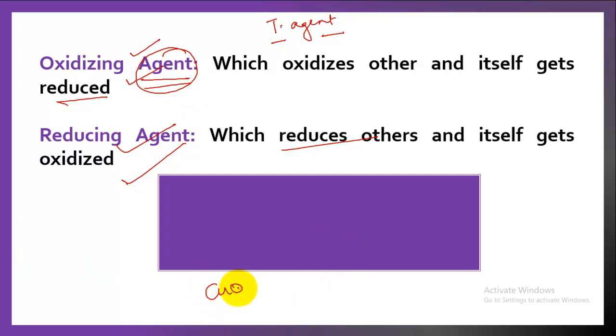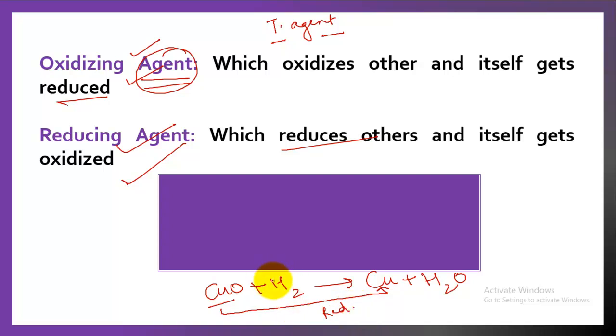Let's say I have CuO plus H2, and as a result the reaction that takes place is Cu plus H2O. Now in this case, if you compare the left hand side with the right hand side, you will see that on the left hand side we have CuO, right? But on the right hand side, the oxygen is being removed, and removal of oxygen is called reduction.